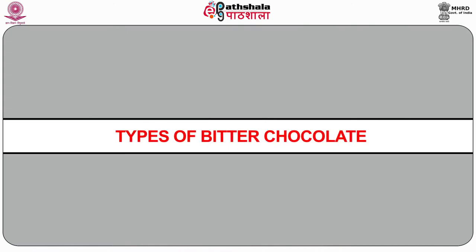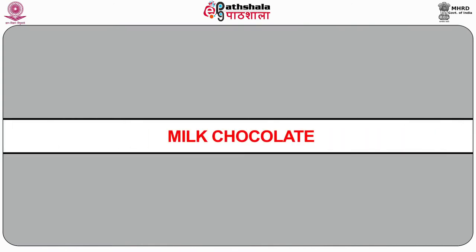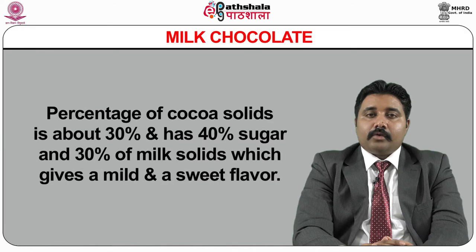should contain a small quantity of sugar, and sugar is added to enhance the flavor. Types of bitter chocolate. Milk chocolate. Percentage of cocoa solids is about 30%. And has 40% sugar and 30% of milk solids, which gives a mild and sweet flavor.